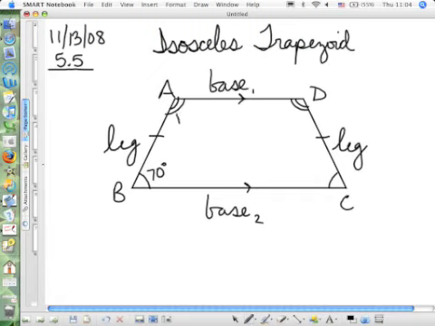Okay? A and D is 110, very good, because same side interior angles are supplementary, base angles are equal, and here, base angles are equal. Okay? Now, you can only do this if it's isosceles.